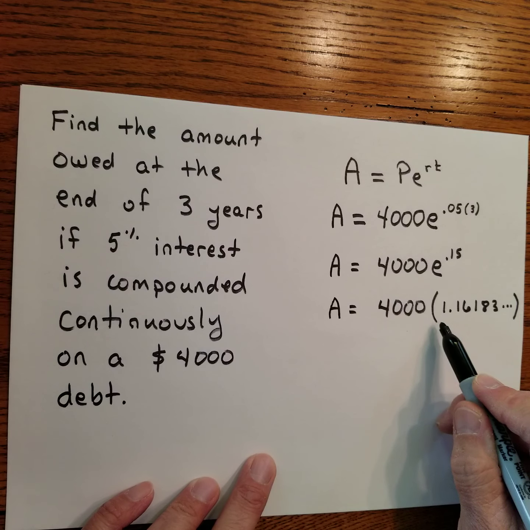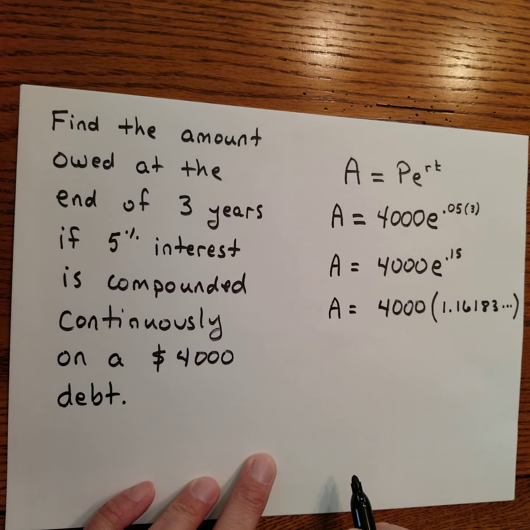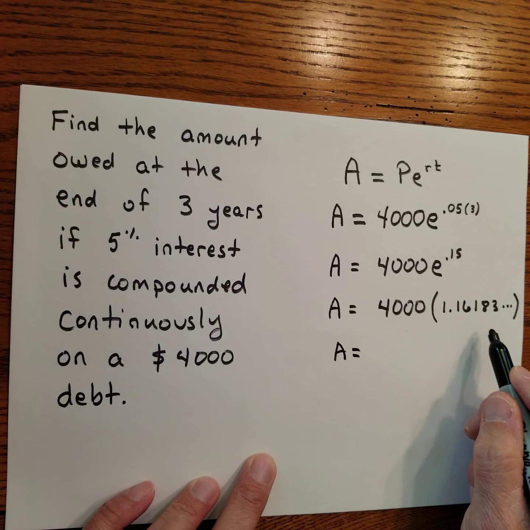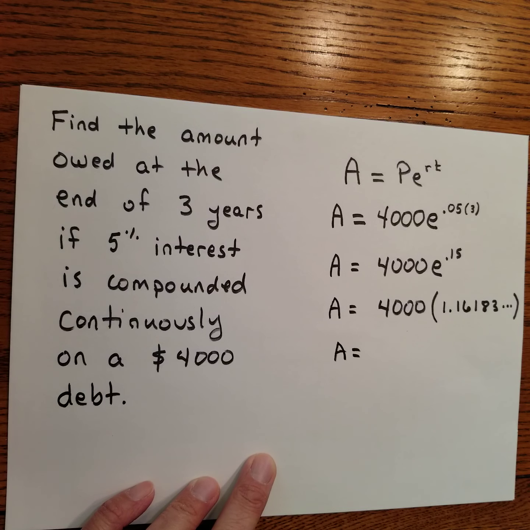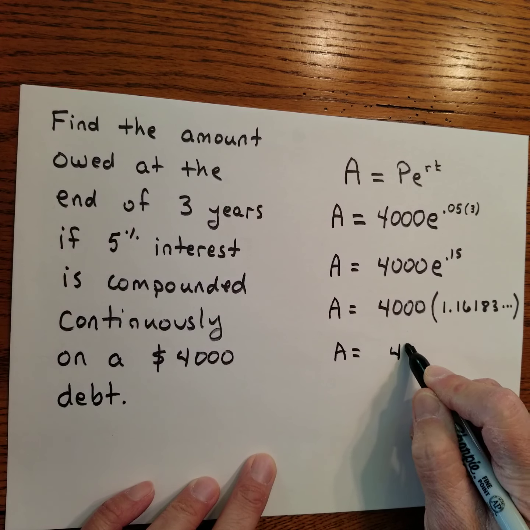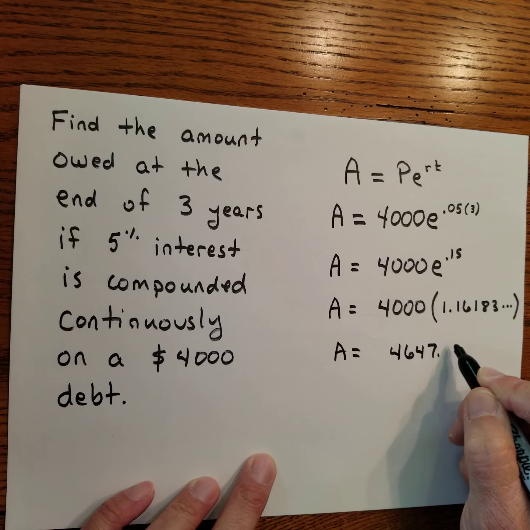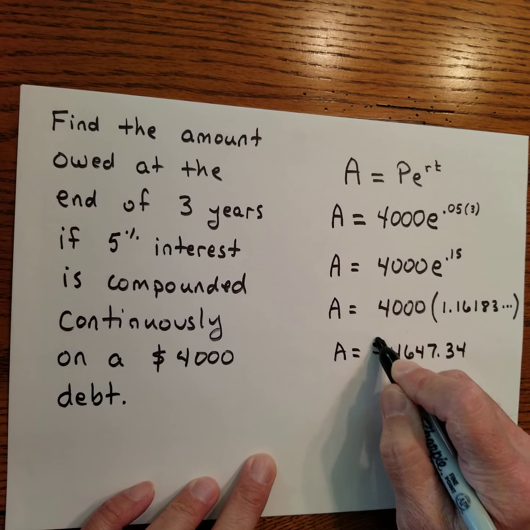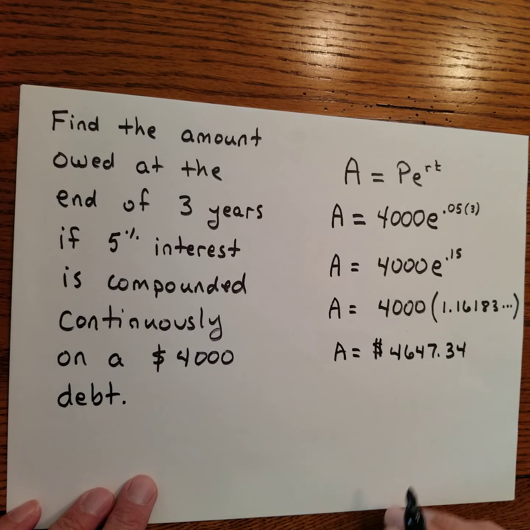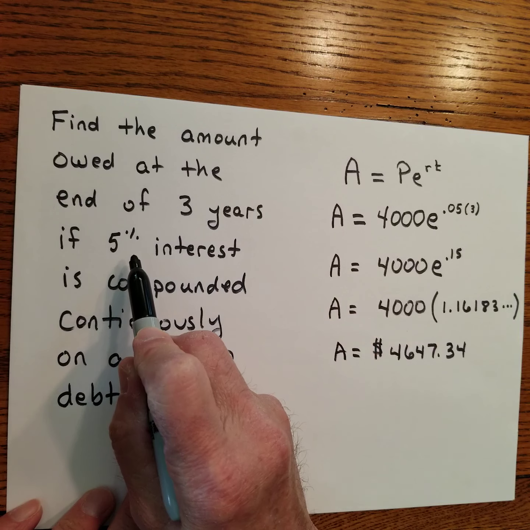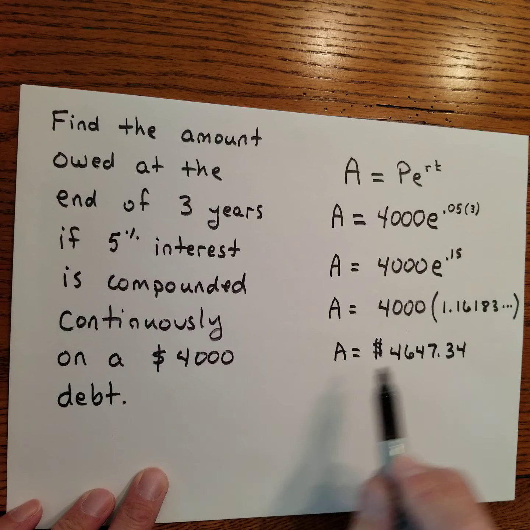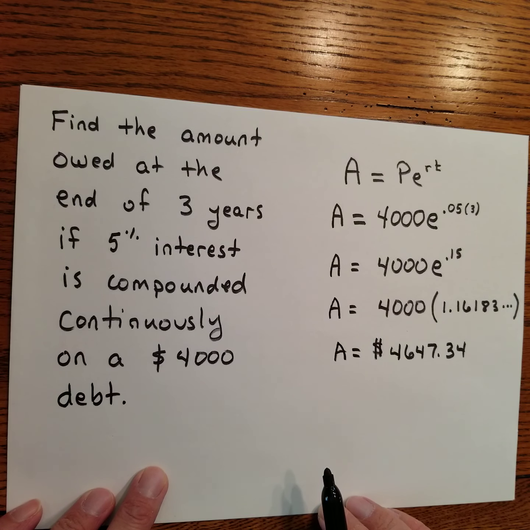Don't clear your screen. Leave that whole thing on your screen. And to get your final answer, multiply that by 4,000. With this on your screen, hit times 4,000. And I get $4,647.34. Great. If you borrow $4,000 after 3 years at 5% interest compounded continuously, you'll need to pay back $4,647.34.